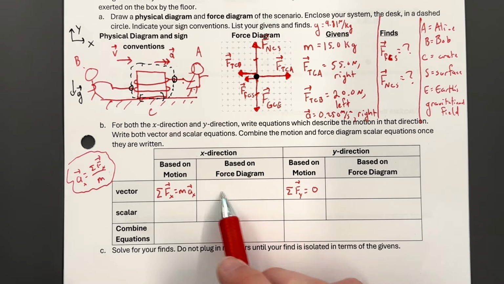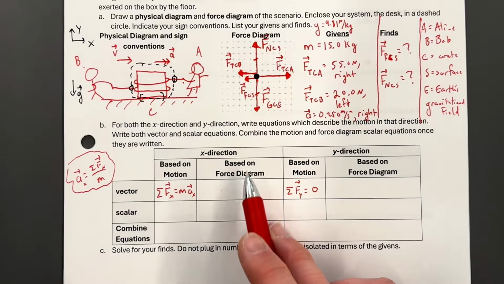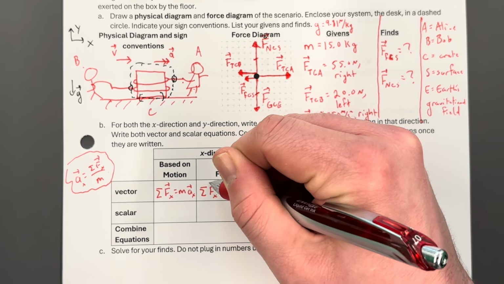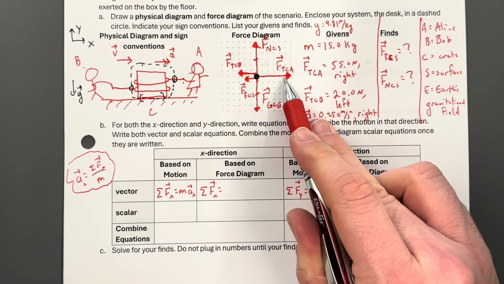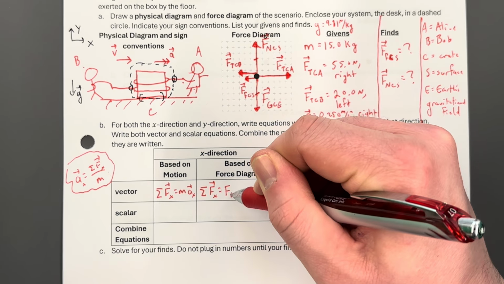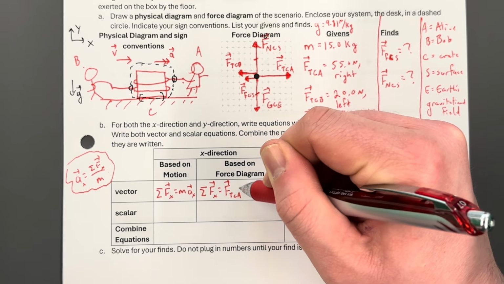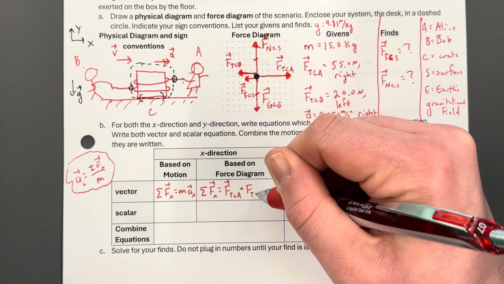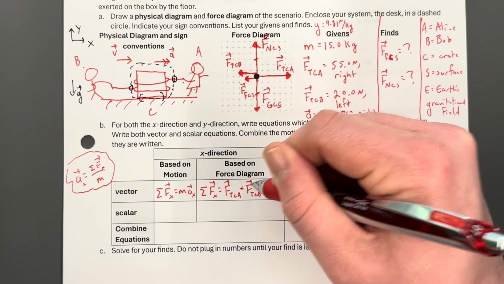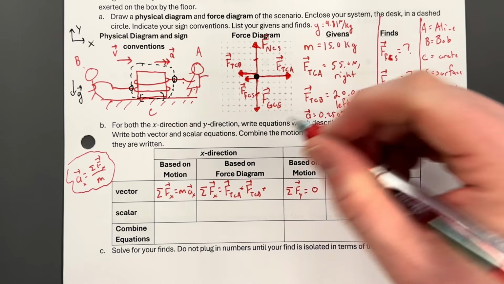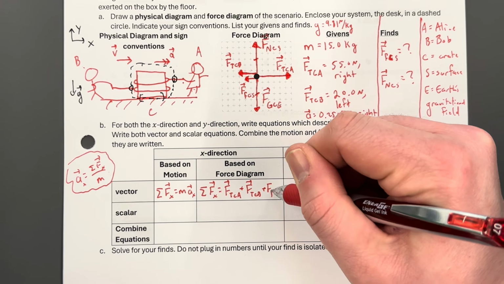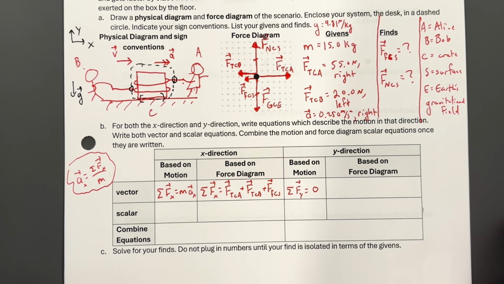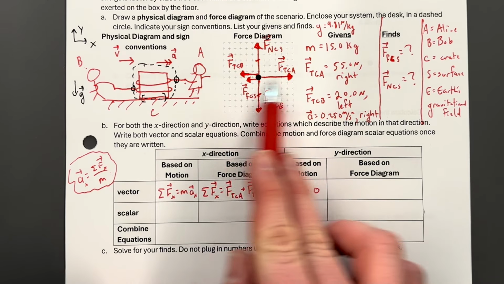Cool. From there, based on my force diagram, what do I have in my x direction? I have 3 arrows I'm adding together. I have this tension force arrow, tension force on the crate by Alice, and I'm adding that to this leftward arrow, the tension force on the crate by Bob. And I'm adding it to this arrow too, this leftward arrow, which is the friction force on the crate by the surface. And so that's my x direction forces.